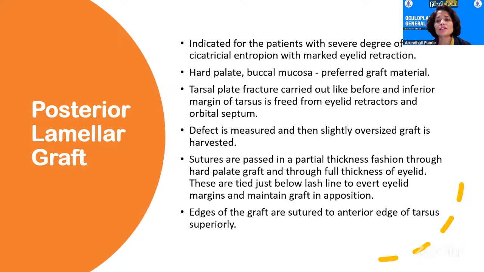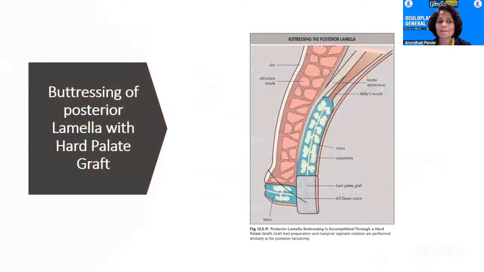Sutures are passed in a partial thickness fashion through the hard palate graft and through the full thickness of the eyelid. These are tied just below the lash line to evert the eyelid margins and maintain the graft in position. Edges of the graft are sutured to the anterior edge of the tarsus superiorly. Again, the picture explains everything.